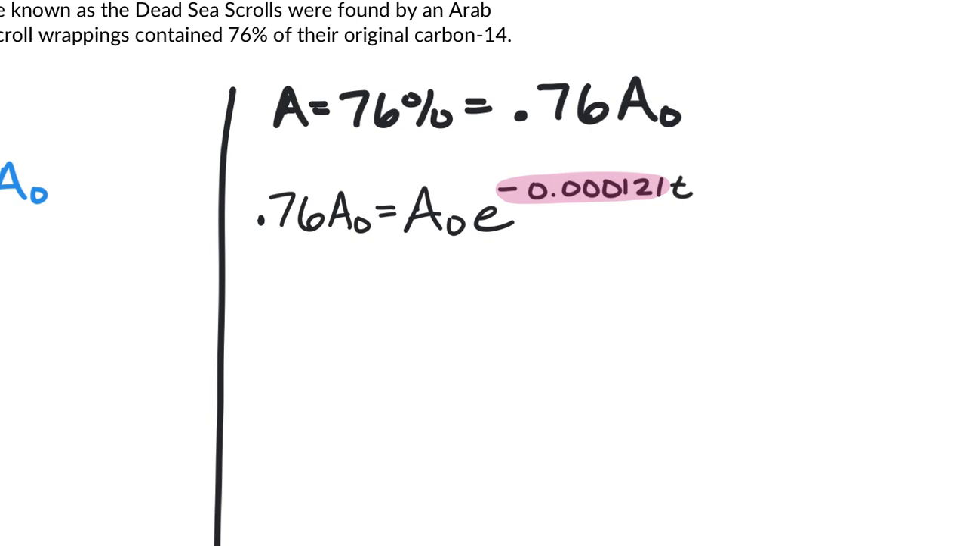Steps are very similar. You're dividing by the initial amount, but again, because we have a sub 0 on both sides, they will cancel out because a sub 0 divided by a sub 0 is 1. So I have 0.76 equal to e to the negative 0.000121 times t.